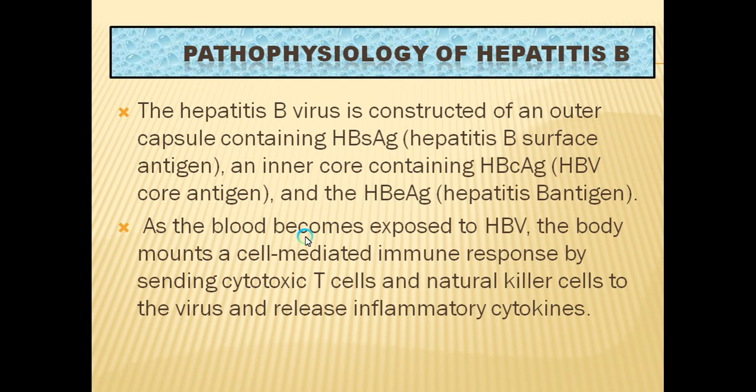So our main area is as the blood becomes exposed to hepatitis B virus. Suppose you don't check the blood, and blood transfusion is given from a person who has hepatitis B to others, or maybe due to sexual contact, the hepatitis B virus enters inside the body. Whenever it enters inside the body, this initiates a cell mediated immune response. Now what is cell mediated immune response? We have two types of immune response. One is humoral and second is cell mediated. Humoral is use of antibodies.